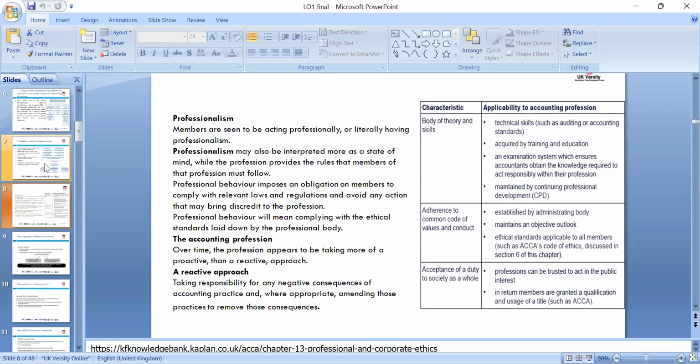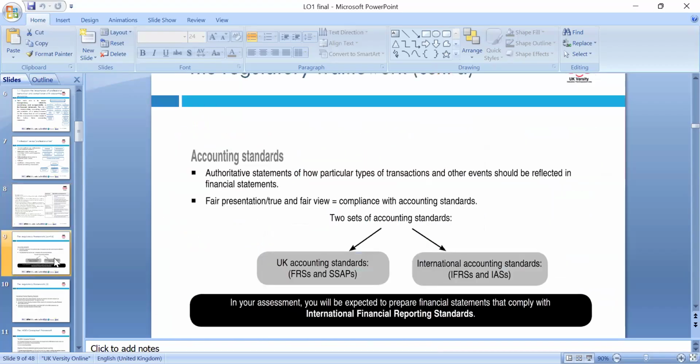Over time, the profession appears to be taking a more proactive than reactive approach. So we have to look at taking responsibility for any negative consequences of accounting practice where appropriate, amending those practices and removing those consequences. Of course, true and fair, record keeping is very crucial, whether you are a member of ACCA or any other body as well. Okay, so accounting standards, please, these are very crucial.